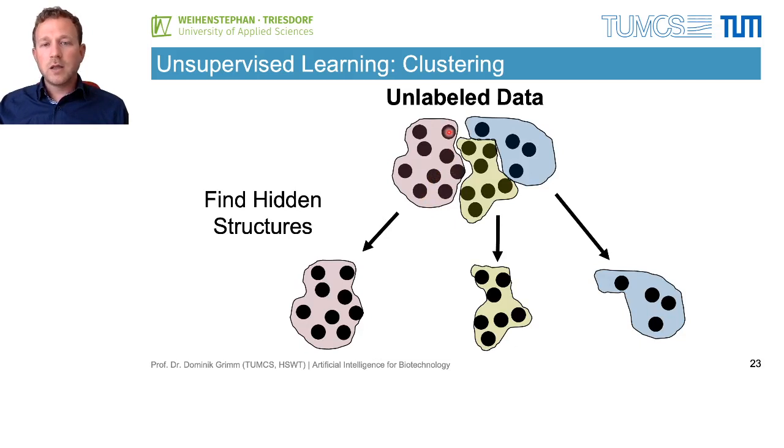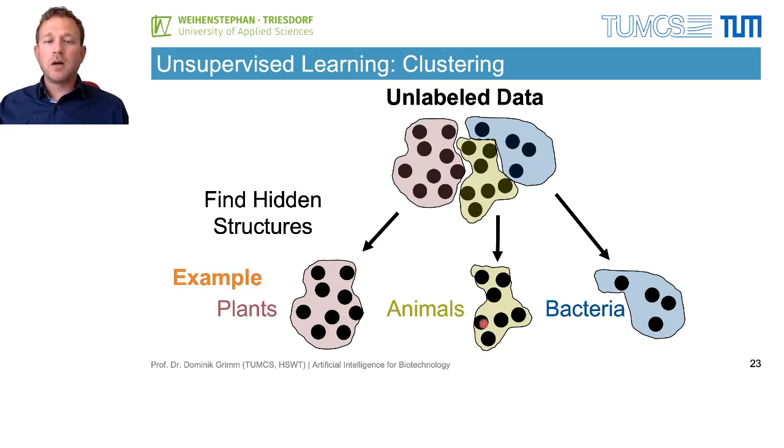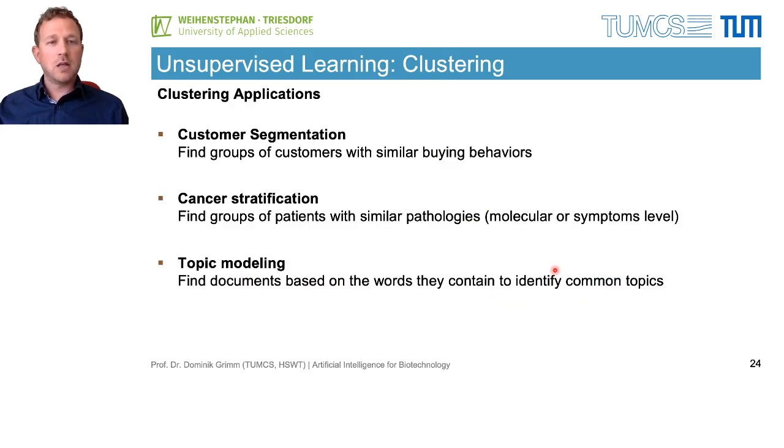We like to find, for example, that these data points belong to each other, these data points belong to each other, and these data points belong to each other. Then we have to look at these clusters, which is called clustering, to make sense out of them. And maybe if we look a little bit closer at the instances in these different clusters, we find out that here we only had plants, animals, and bacteria. That's just a toy example, but where is this used in industry or in applications?